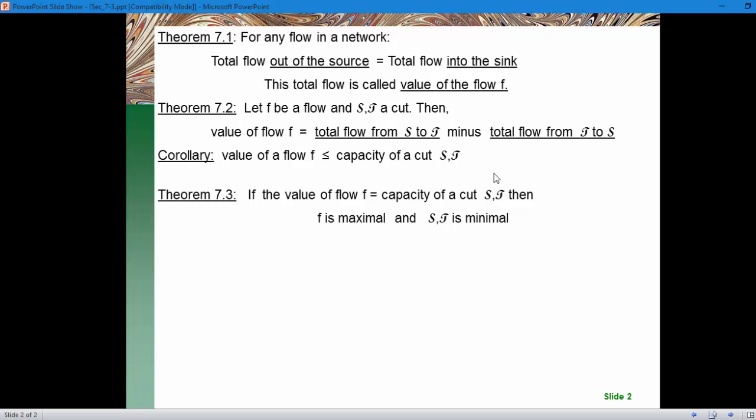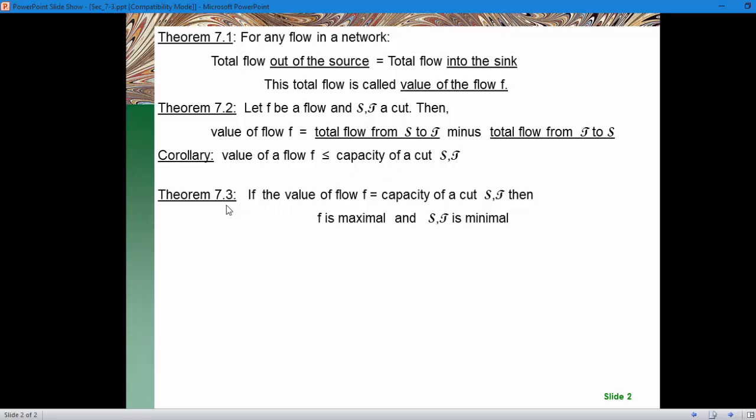Now, in any cut, we know that the value of the flow is less than or equal to the capacity. And very often we'll find cuts where the value of the flow is strictly less than the capacity of the cut. And that may give us an impression that we should be able to increase the flow from the source to the sink because we have room to increase along a particular cut. However, that's not always true because there may be another cut where there is no room.